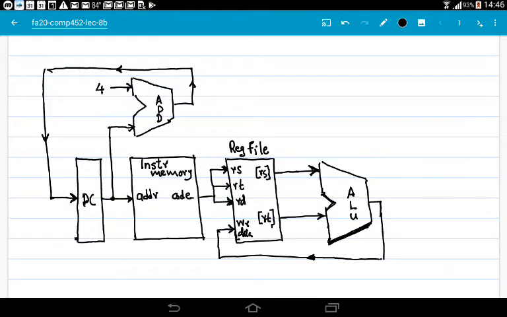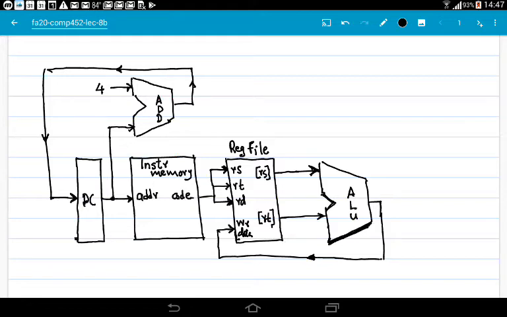Let's extend our data path to accommodate execution of load word and store word instructions. Now load word and store word instructions are I-type instructions. Branch is also an I-type instruction, but first we will extend the data path for load word and store word, and after that we will add the pieces to execute the branch if equal instruction.